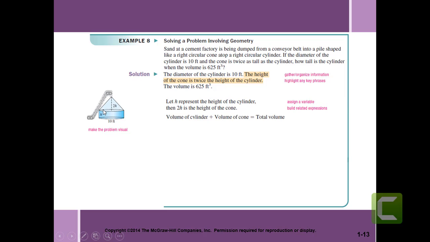And now the volume of a cone, okay, is 1/3 the volume of a cylinder. So the volume of a cone is going to be 1/3 times pi r squared times h. Okay, so those are two formulas you're going to want to know.